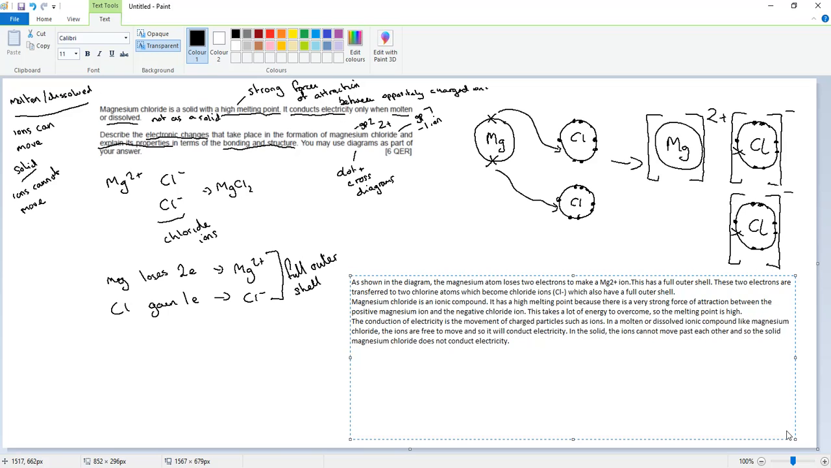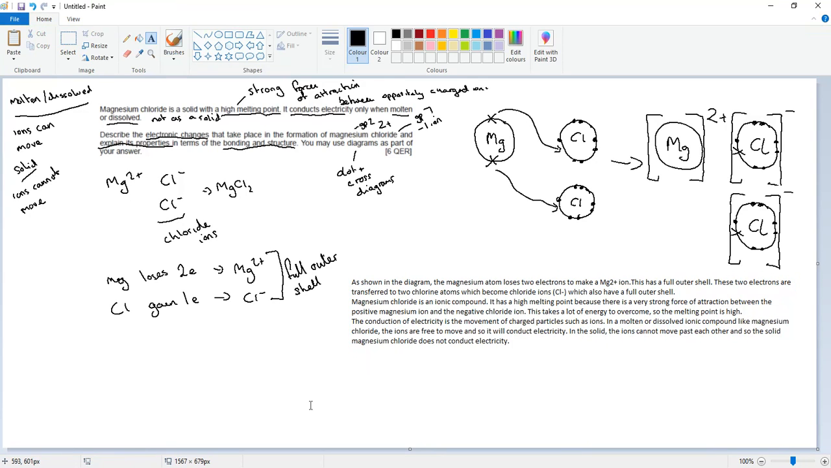So describe the electronic changes, we've done that, and explain the properties, which is the melting point and the conduction of electricity. Okay, so let's click on that, because apart from the typos, we've now got a perfect answer.